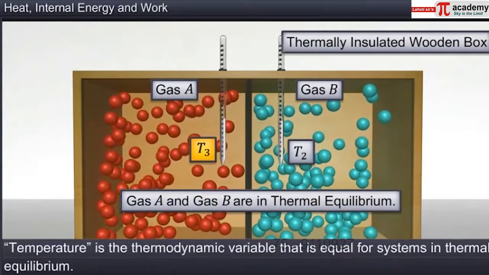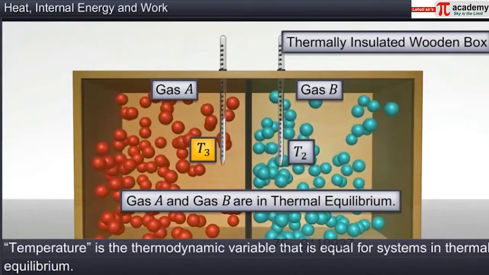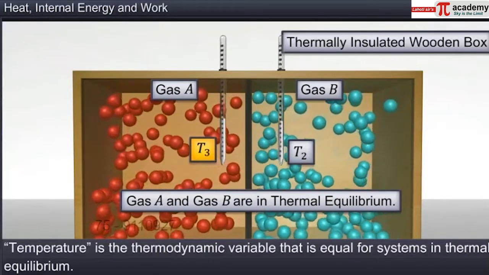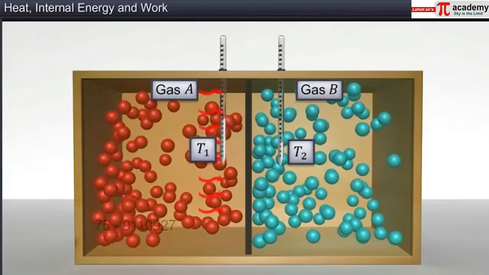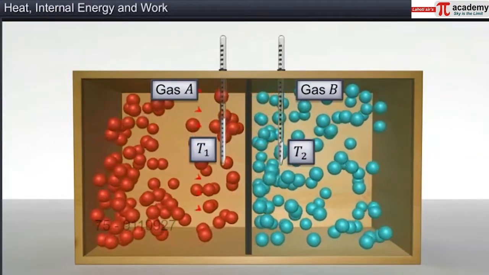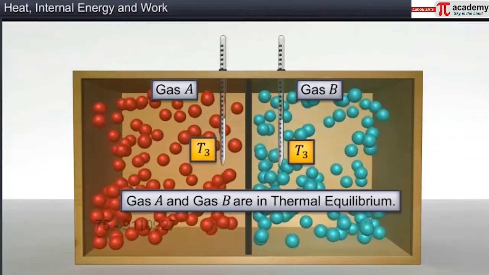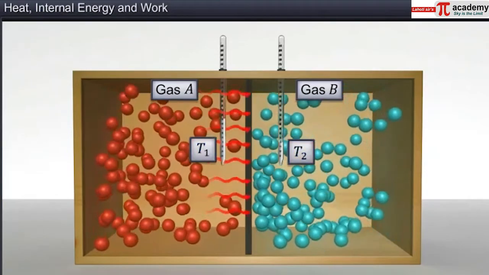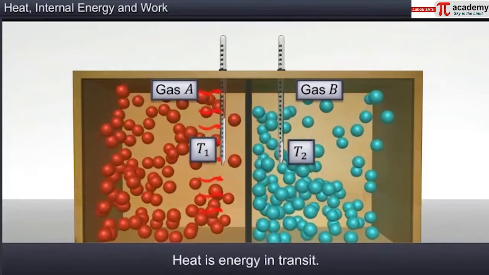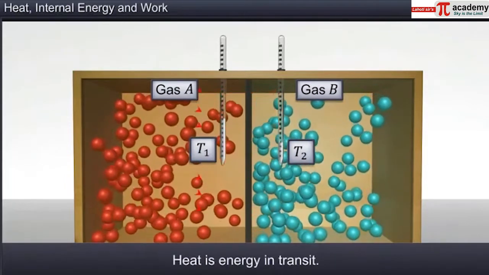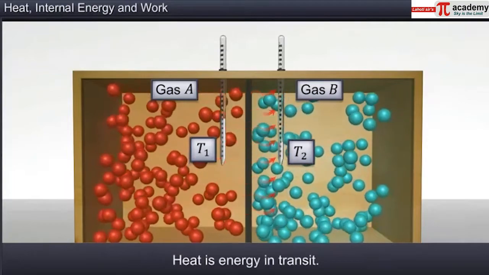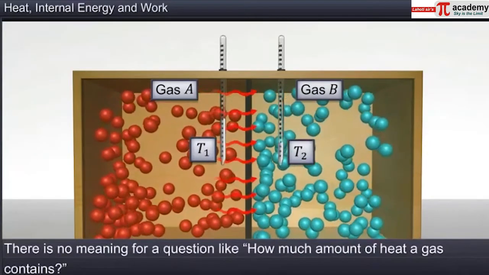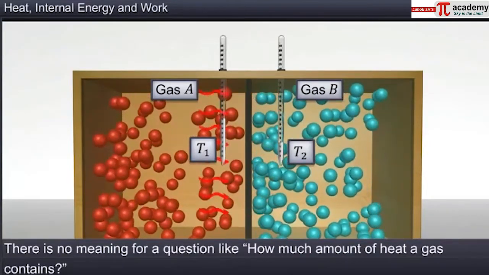Basing on this observation, temperature is defined as a thermodynamic variable that is equal for systems in thermal equilibrium. Systems at different temperatures and in thermal contact attain thermal equilibrium because heat flows from a hot system to a cold system. An important point to note about heat is that it is energy in transit. It exists as a flow only. A question like, how much heat does a sample of gas contain, has no meaning.